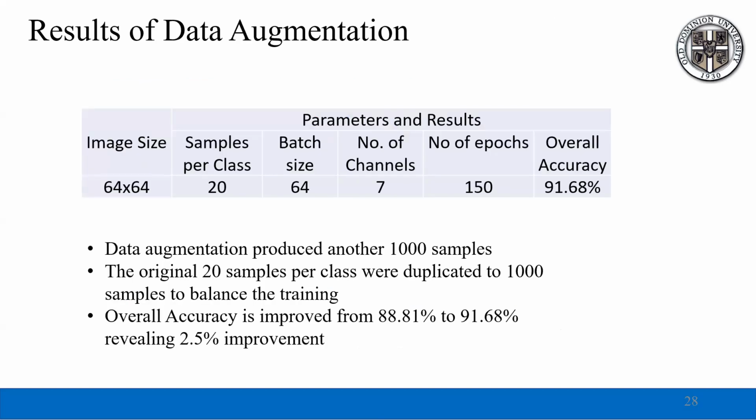Our project is still a work in progress, so we show just one case of data augmentation working, where we first used pixel value shift to produce 1,000 samples, and the original 20 samples per class were duplicated to 1,000 as well to balance training. Then after training, we got a 91.68% accuracy, whereas without data augmentation, we got an accuracy of 88.81%. So there was a 2.5 improvement. So this shows promise in this method.